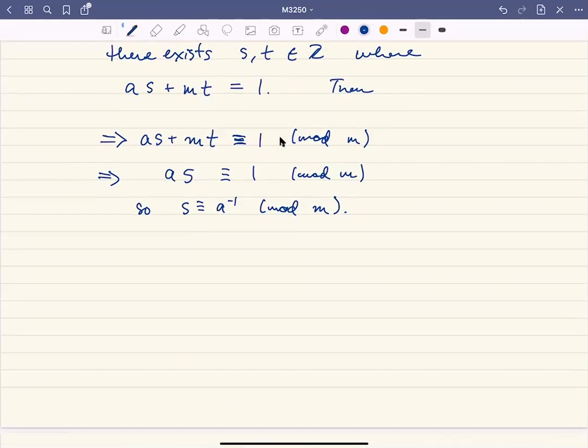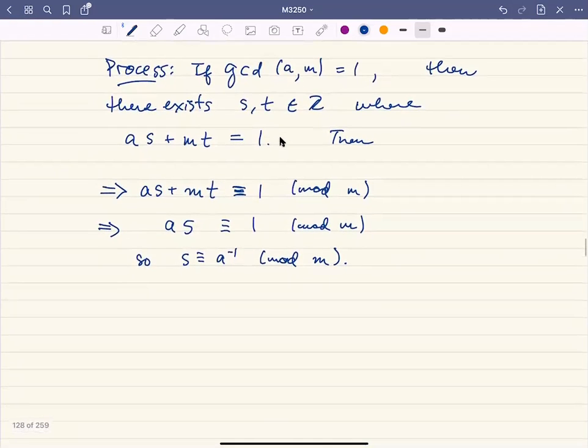Okay, so to find the multiplicative inverse of A mod M, you first find Bézout coefficients. It turns out that the Bézout coefficient, the thing that you multiply A by, is going to be the multiplicative inverse of A mod M. Okay, so in the next video, we'll do some examples of this.